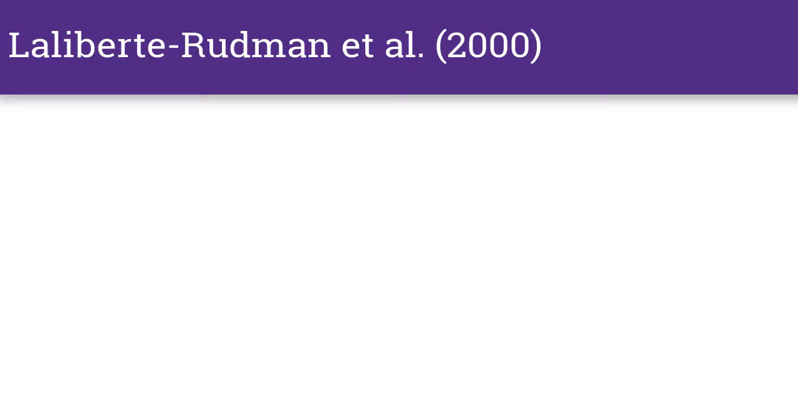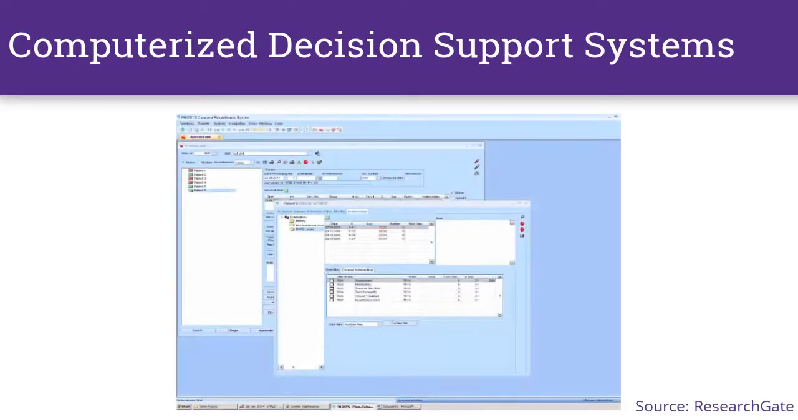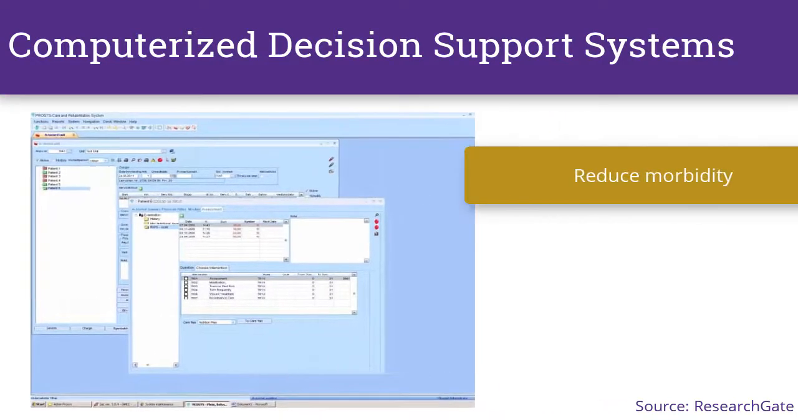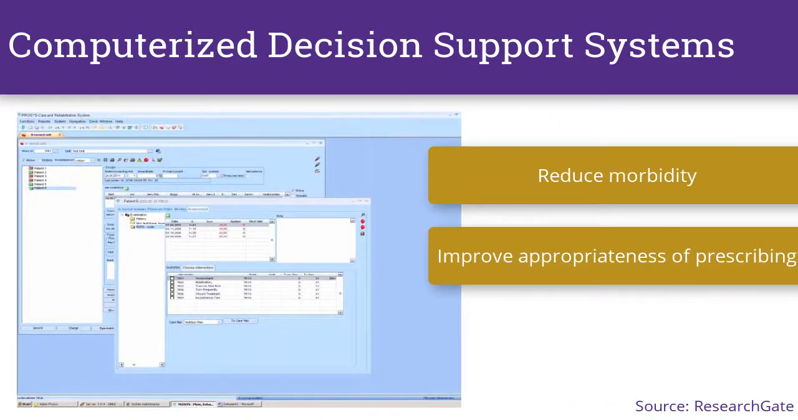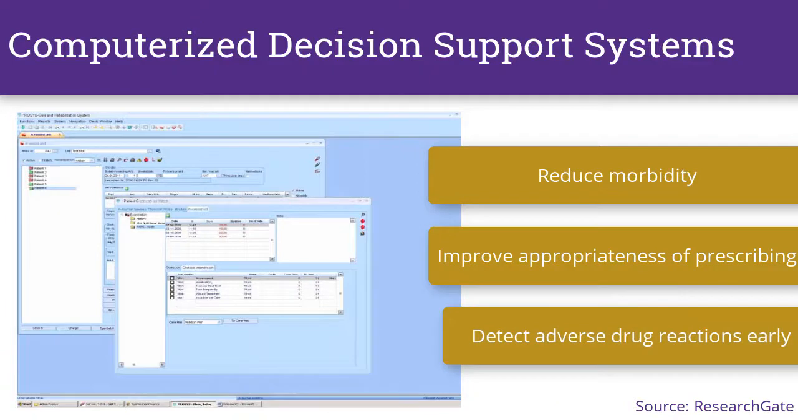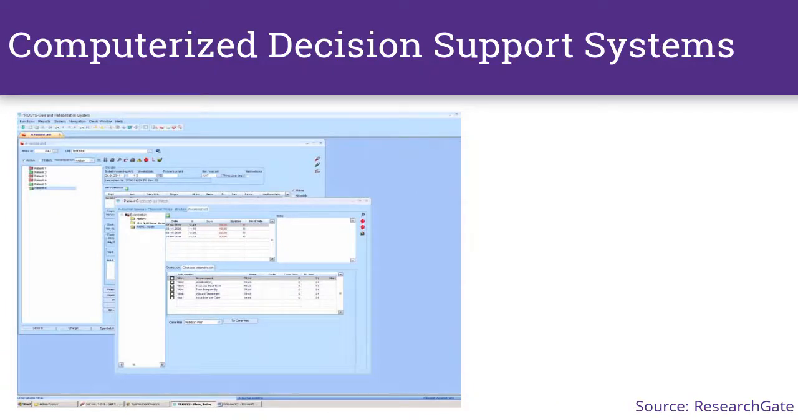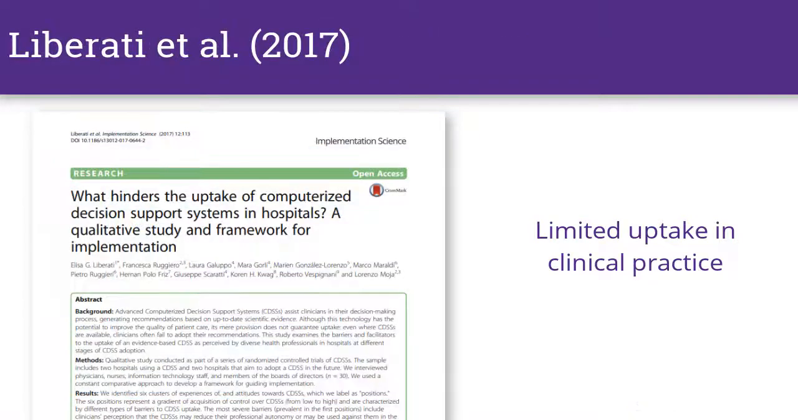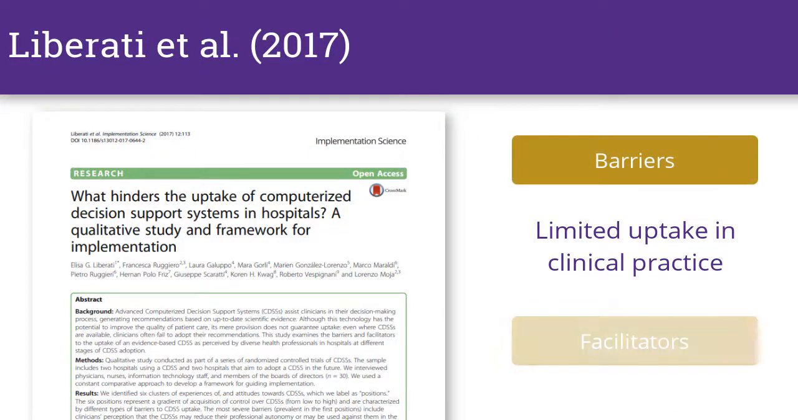Quantitative research studies have demonstrated that the use of computerized decision support systems, or CDSSs, in healthcare can reduce morbidity, improve the appropriateness of medication prescribing, and detect adverse drug reactions early. Despite this promising evidence from quantitative studies, there has been limited uptake of their use in clinical practice. To help facilitate effective implementation of CDSSs, a qualitative study was done exploring the barriers and facilitators to the uptake of these systems in hospitals.